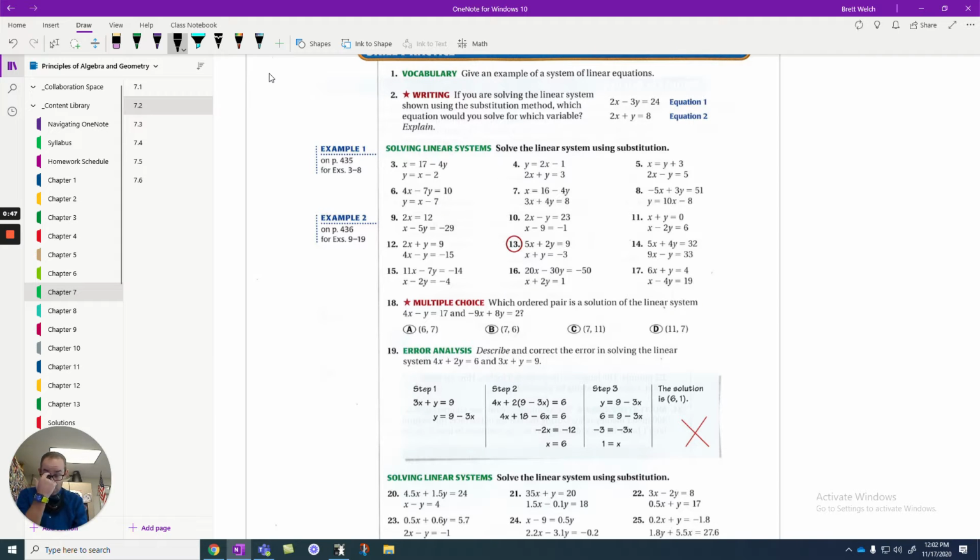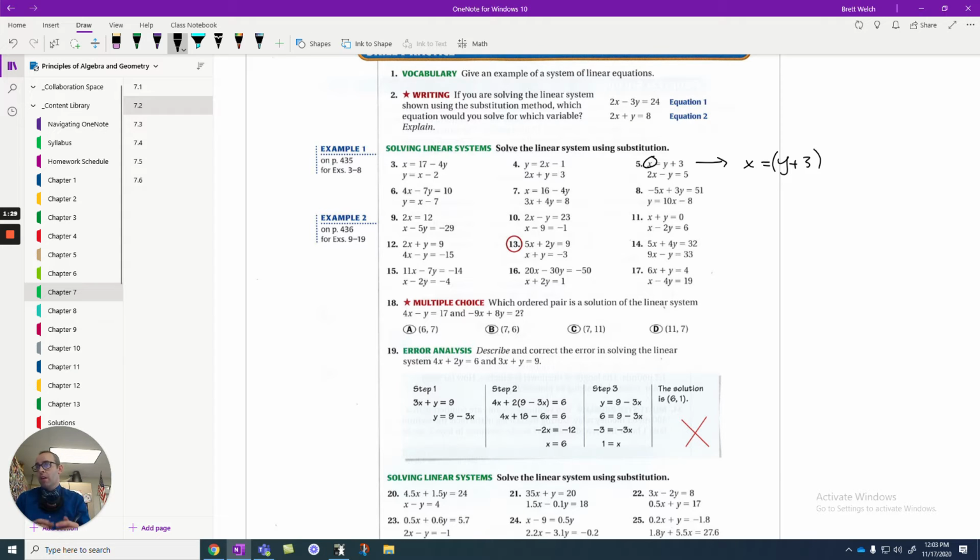In 7.2, we're working on number 3 through 11. And if we take an example like question number 5, the first thing we want to do is find a variable that is either already alone or really easy to get alone. If you look at the top equation on number 5, do you see how x is on the left side completely alone? That is our substitution that we want to use. It says that x is the same thing as y plus 3. So mathematically there is no difference between using x and using y plus 3.